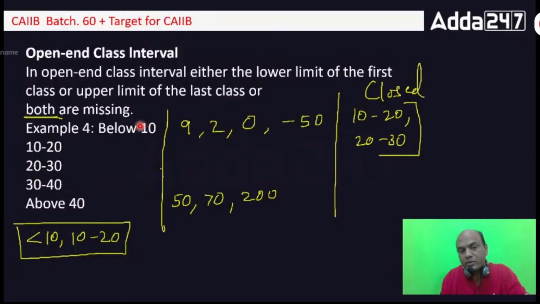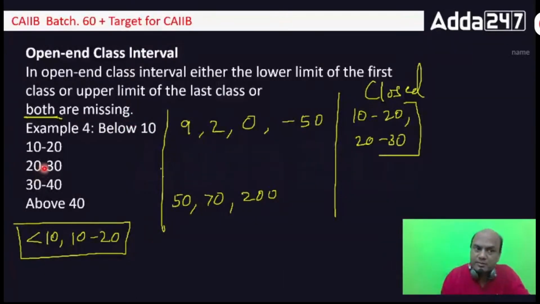Now, is this an open group or closed group? It's an open group. Why? Because below 10, I don't know what is below 10. Below 10 can be 0 also. Below 10 can be minus 1 also. Below 10 can be minus 100 also. Anything below 10. So this becomes an open-end class interval.